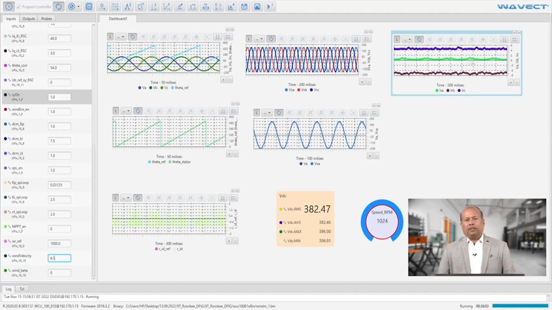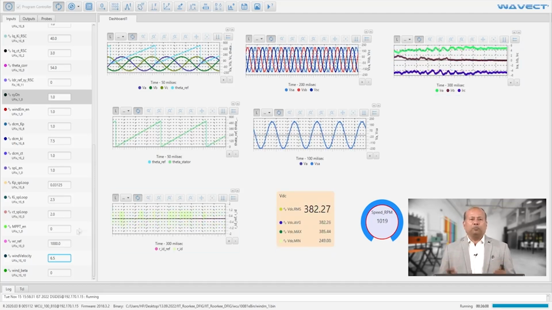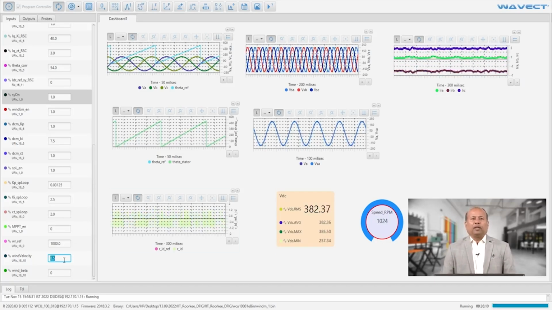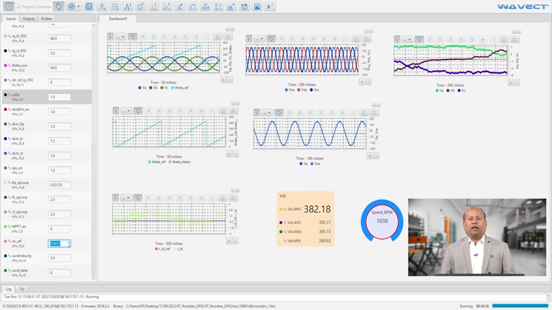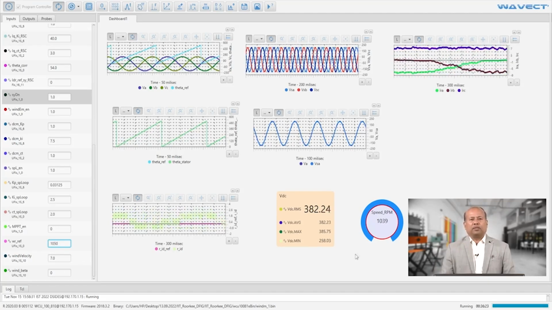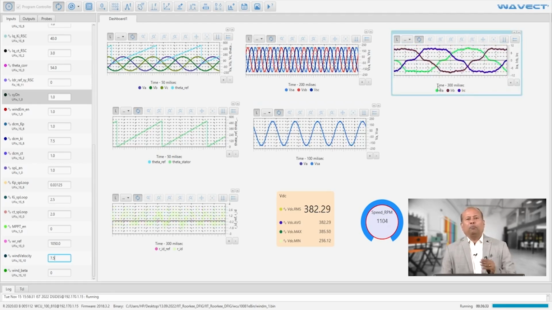If we further increase the speed, the DFIG works in the supersynchronous mode. The rotor angular frequency is higher than the synchronous angular frequency, that is omega r is greater than omega s, and hence the slip falls below 0. The total power to the grid is (1 plus slip) times P stator. Now, both the stator and the rotor deliver power to the grid.